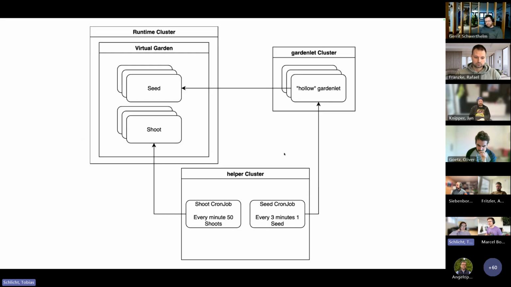In the next step, we took the recommended kube-mock setup. We had a runtime cluster, or a garden landscape, which we just took for testing. And we had another cluster dedicated to running the hollow gardenlets that then register against the virtual garden. We then took another cluster and created cron jobs that should simulate the landscape slowly but steadily scaling up: every minute 50 shoots and every 3 minutes a new seed.